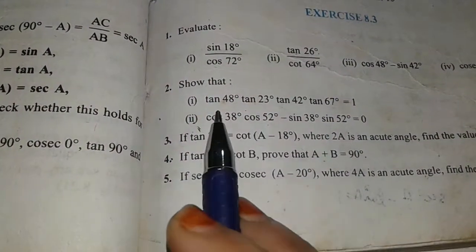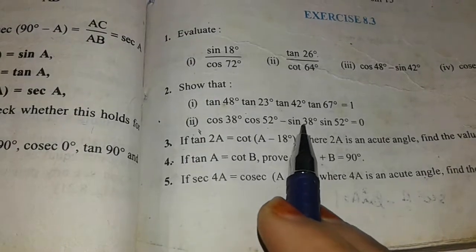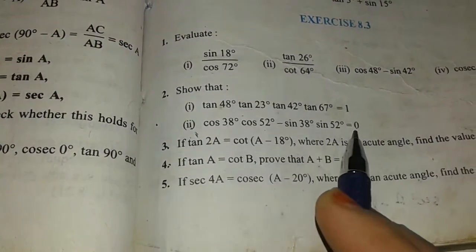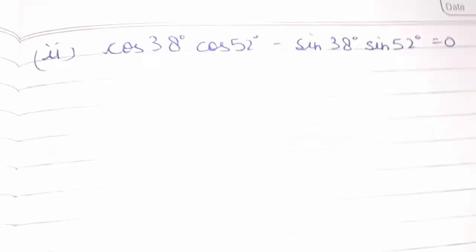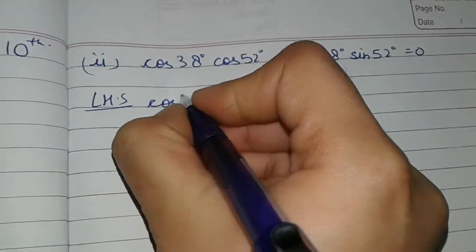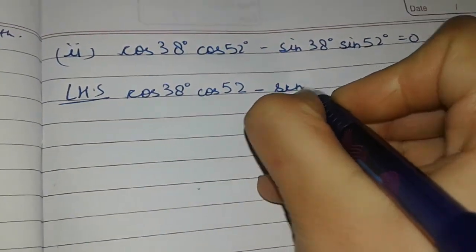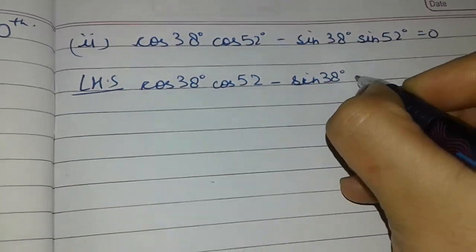Let's take the second part. Second part is cos 38 cos 52 minus sin 38 sin 52 will be equal to 0. Write down this question. Taking left hand side, that is cos 38 cos 52 minus sin 38 sin 52.